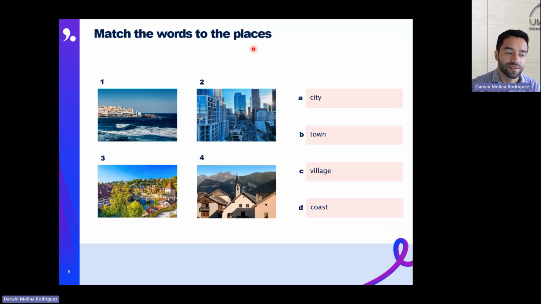Match the words to the places. All right, what picture number one? City, town, village, or coast? So picture number one is coast. Picture number two, city. Very good, city. Picture number three, where is the picture number three? Remember? All right, the picture number three is a town. It's a small city, it's a town. And picture number four is a village.